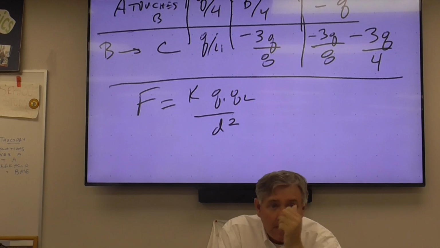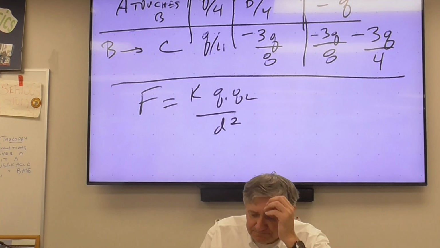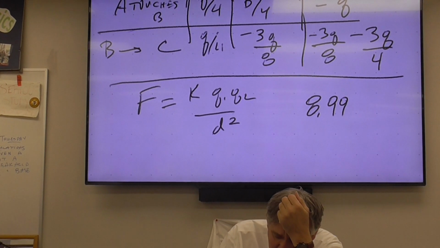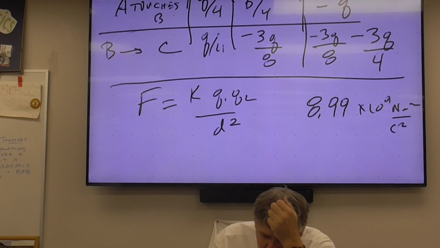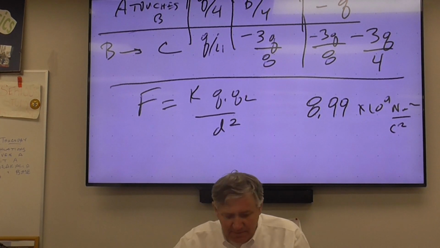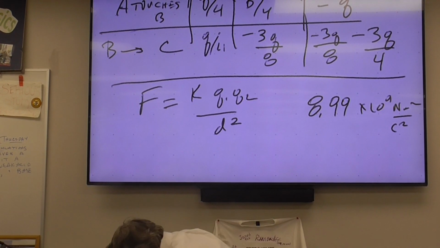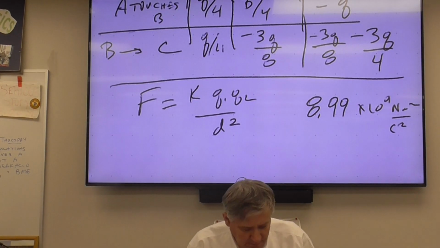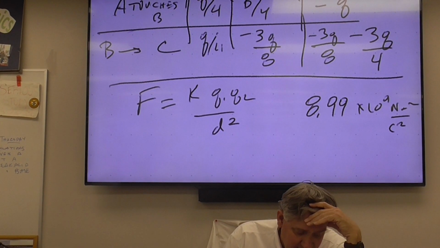It's weird gravity. Well, kind of. So your book uses a weird value for K. They actually use like 8.99 times 10 to the 9th newtons meters squared over coulomb squared. Your equation sheet on the AP side uses something even weirder, which works out to be 9 times 10 to the 9th.